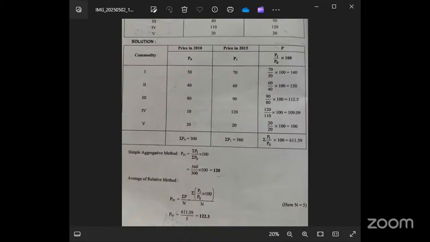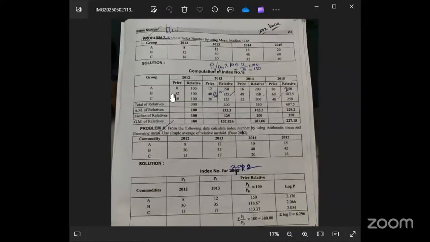And next problem is: find out index numbers by using mean, median, and geometric mean. So we have seen how to calculate mean, median, and geometric mean. So see here, they have given you groups A, B, and C. Years also they have given you 2012, 13, 14, and 15. So what we need to do? First, we need to consider base year as 2012.